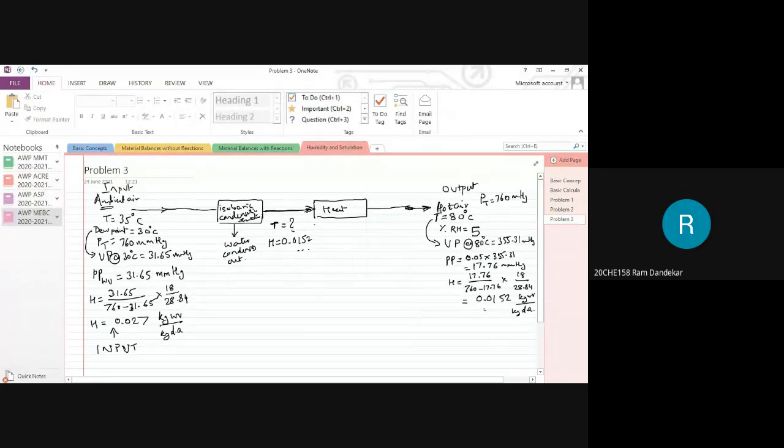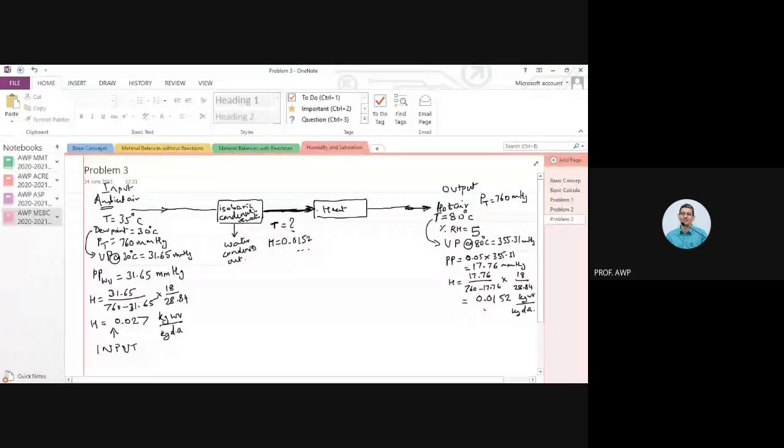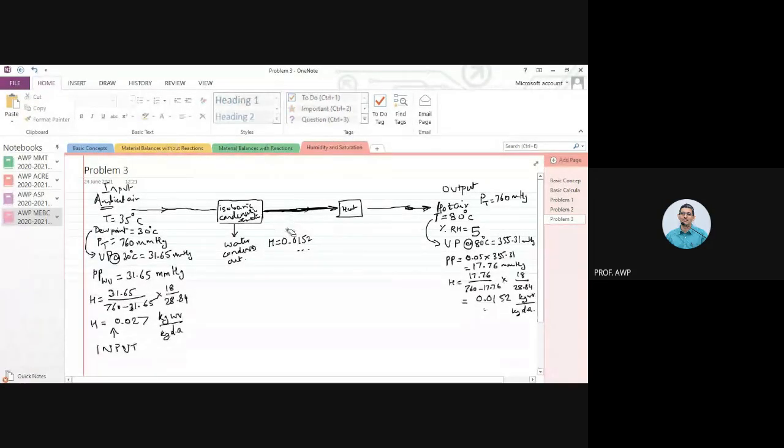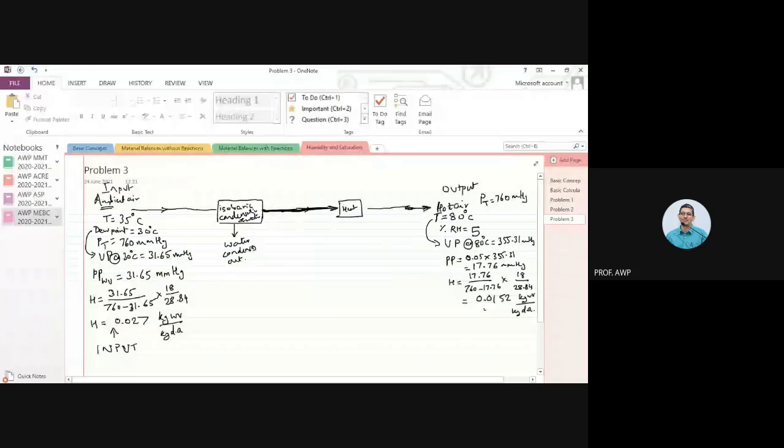Yes, sir. Okay, so now this air that goes out of this cooler or condenser, what can we say about this air? What can we say about the relative humidity of this air? Ram, what can we say about the relative humidity of this air? Will it be saturated with water vapor? Which one, sir? This air that goes out of the condenser.